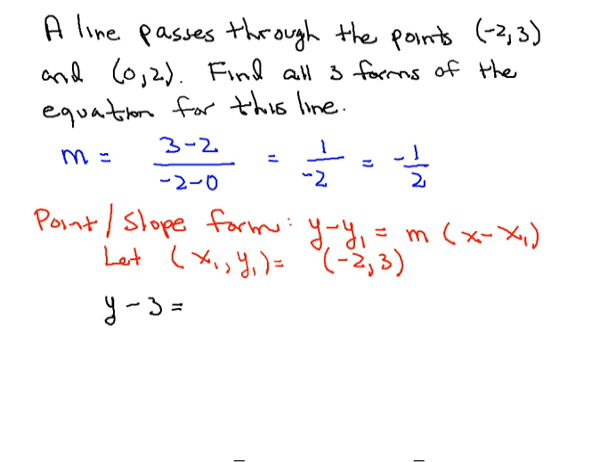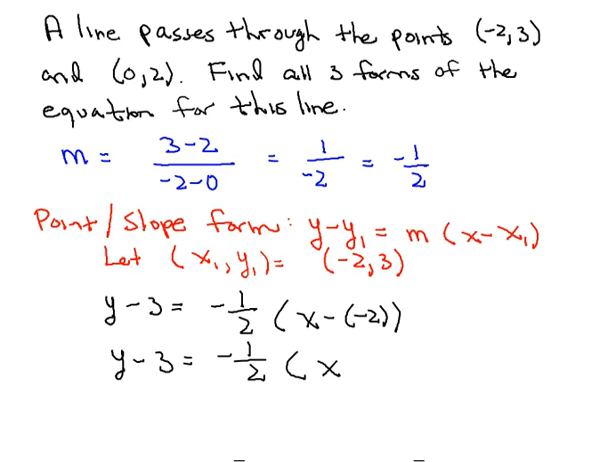is equal to then the slope of -1/2 times x minus -2. Simplifying a bit further, then we have y minus 3 is equal to -1/2 times the quantity x plus 2. So that would be an equation in point slope form for this line.